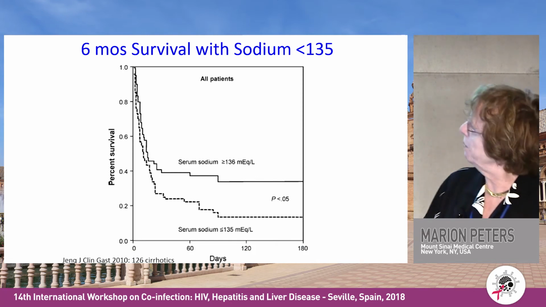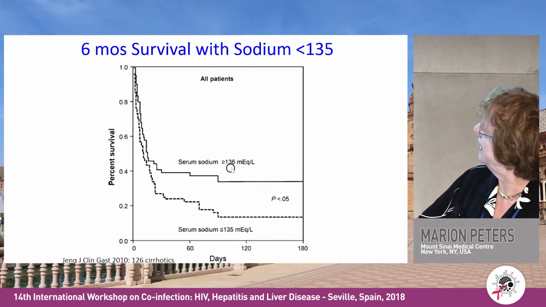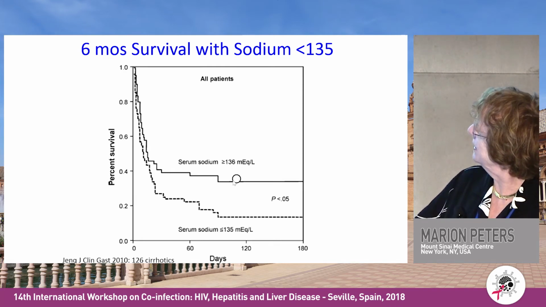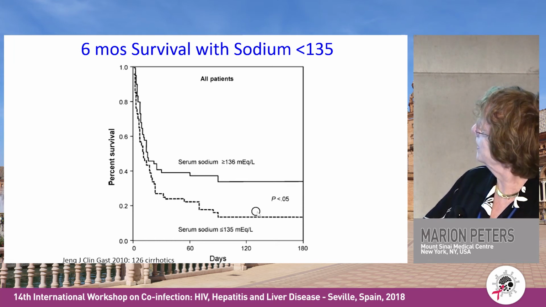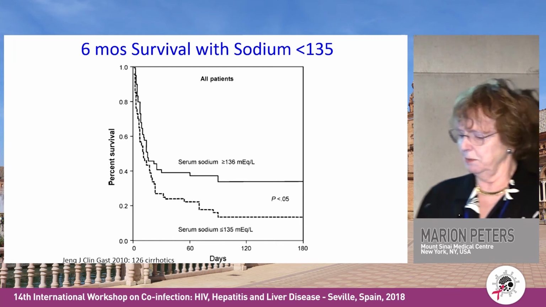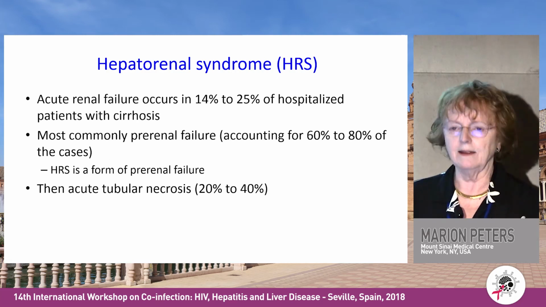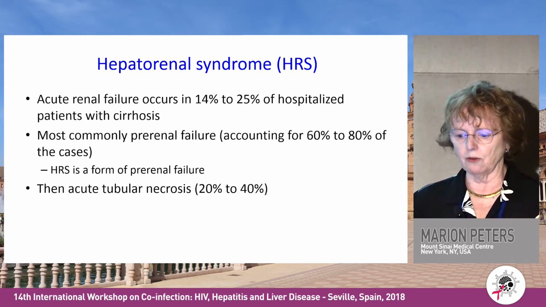Survival, if you have hyponatremia, is quite severe. If your sodium is greater than 136 compared to less than 136, where survival over 6 months is in the 10% range, you need to be thinking of transplant long before that. If it gets worse, you have hepatorenal.